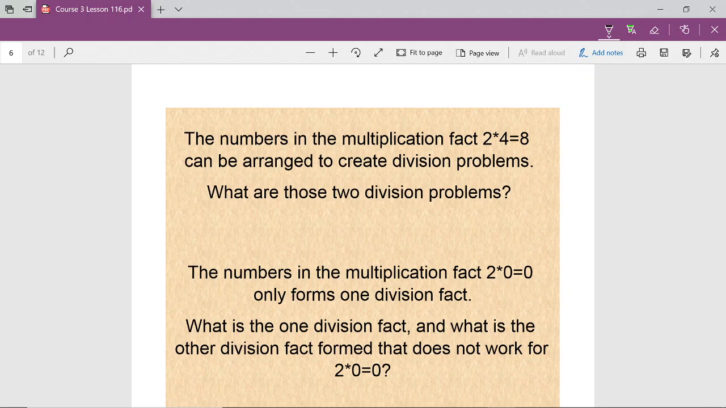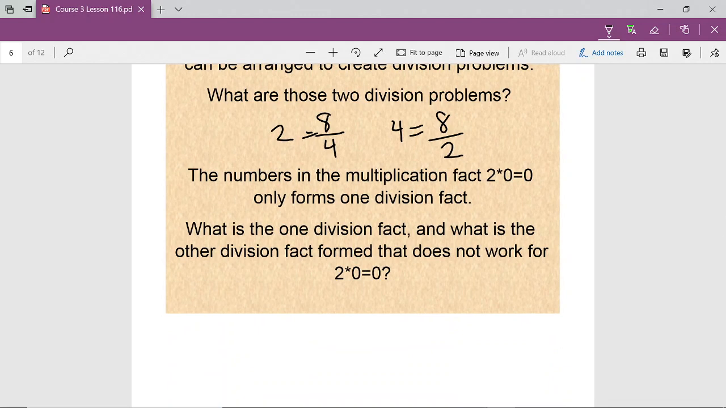But the other way to realize it is with multiplication facts. So say we took a fact like 2 times 4 equals 8. We can rearrange this to create different division problems using those same numbers, like saying 8 divided by 4 equals 2, or 4 equals 8 divided by 2. I can create 2 different division problems.